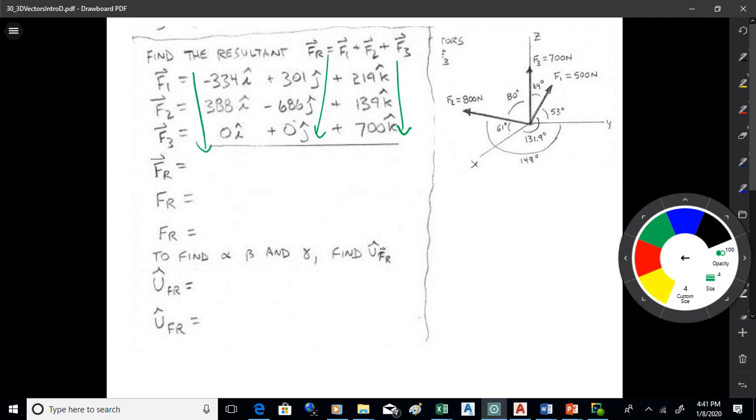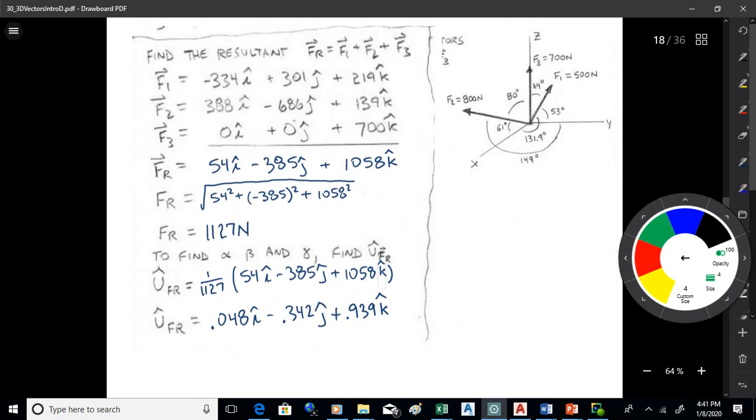What I want to do, an extra part of this problem, just to do something extra, was to find alpha, beta, and gamma for the resultant vector. That's why I did that last step. So the resultant there, I'm just adding up the columns. I get 54i minus 385j plus 1058k. That's what I get by adding up the columns. The square root of the sum of the squares gets me the resultant force. It's 1,127 newtons.